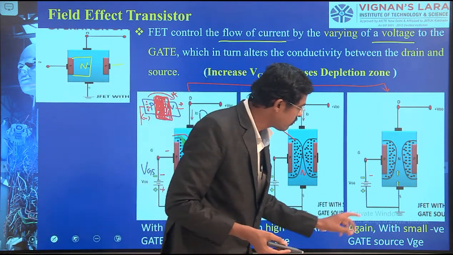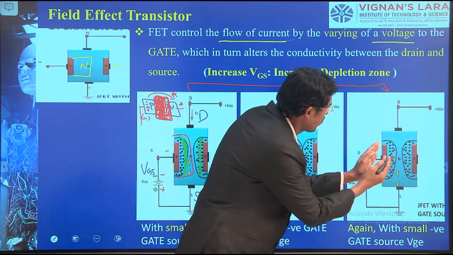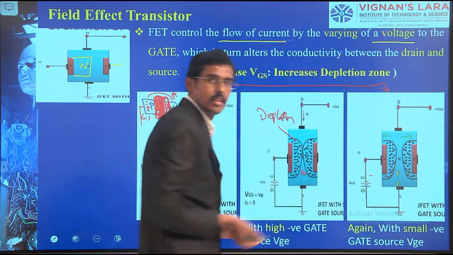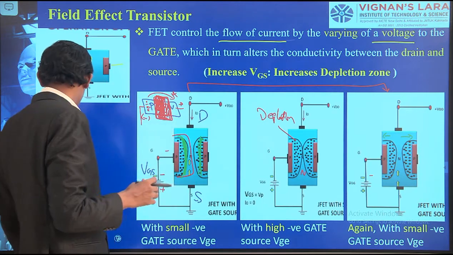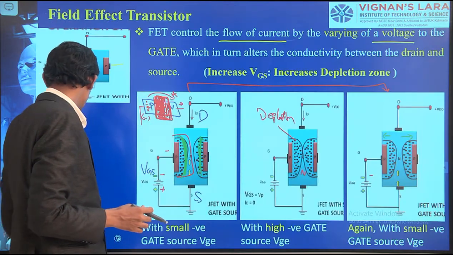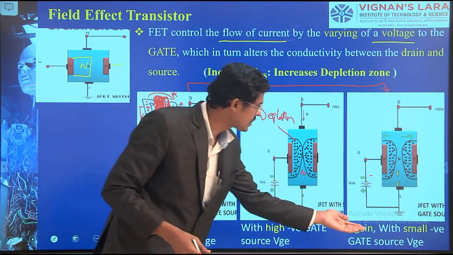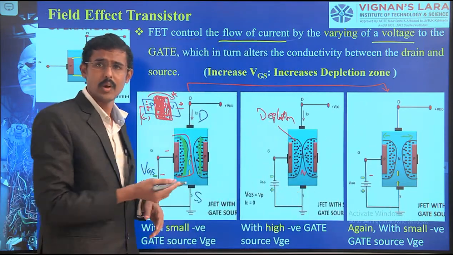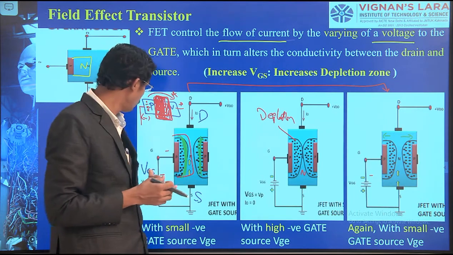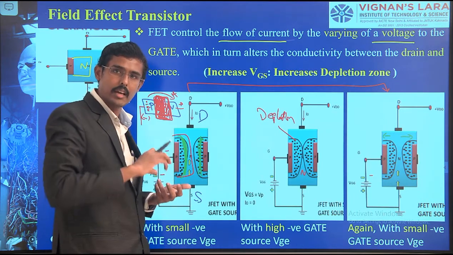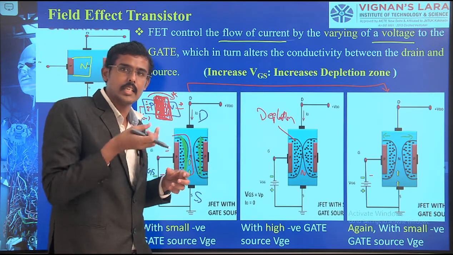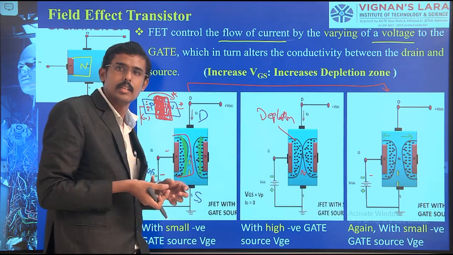So now again with the small negative, the depletion zone has been reduced. It went to this side. Therefore, we have got the space. The N channel is cleared. Therefore, we are able to easily pass the current from the source to the drain. So what we have done? We have controlled the voltage. Therefore, by controlling the voltage, the flow of current is also controlled by increasing and decreasing the depletion zones.